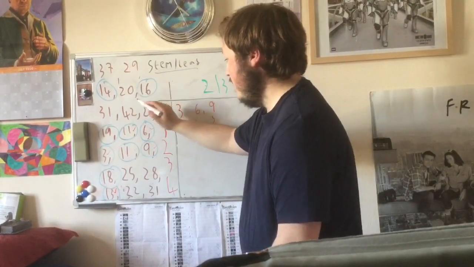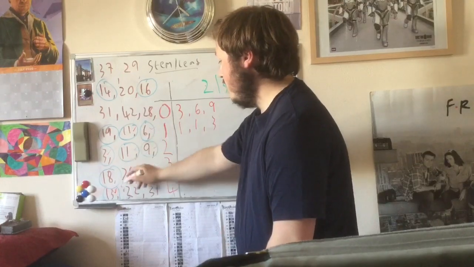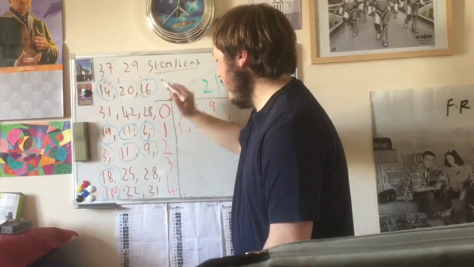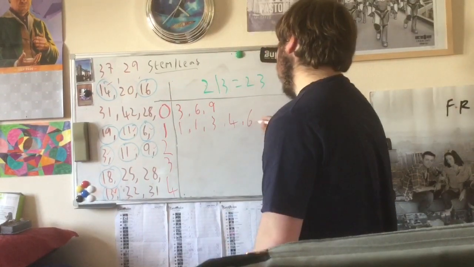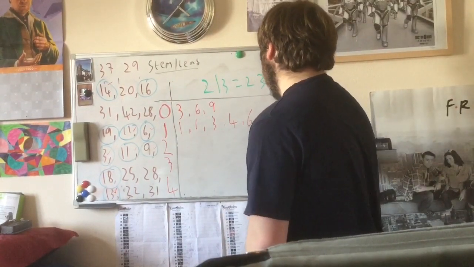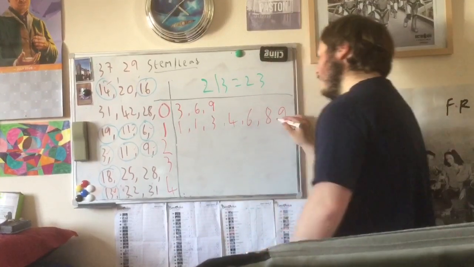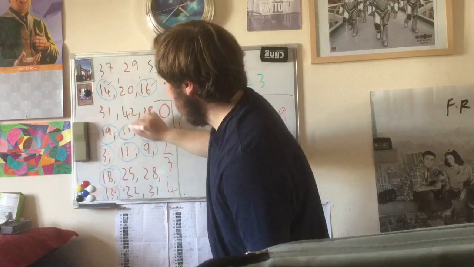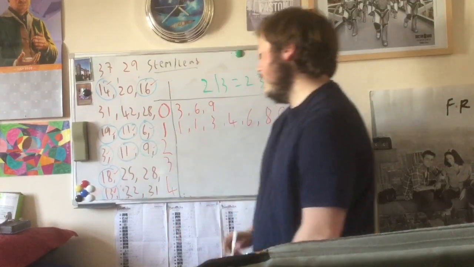14, 16, 19, 18. Oh, we have a 14. Then 16, 19, 18. Well, then it's just 6, 9. No, it's not 6, 8, 9. See, this is why you have to keep checking, so you don't make the same mistakes I do. Now let's move on to the 2s.